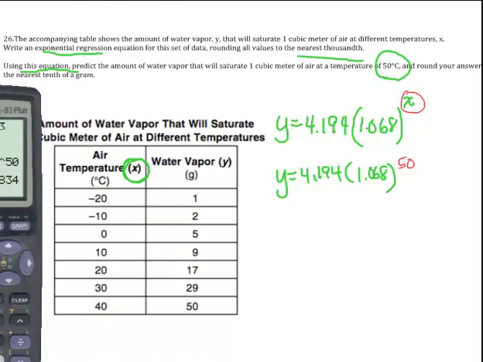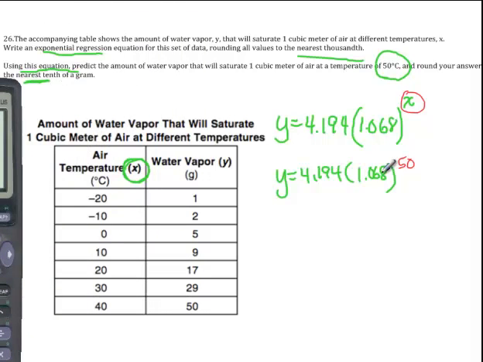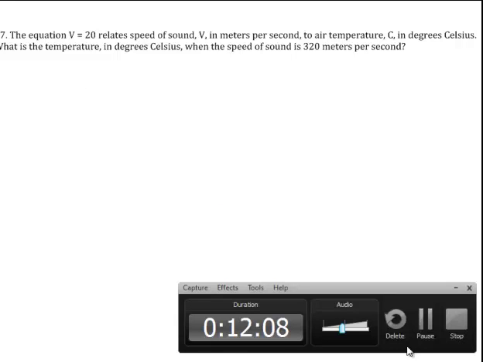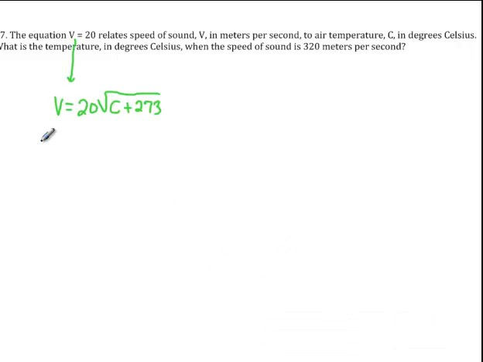And where do they want me to round this answer to? They want me to round this answer to the nearest tenth. So y is 112.5. Okay. Obviously, when I copied this over, I lost the equation. Well, the equation is, that's the equation.